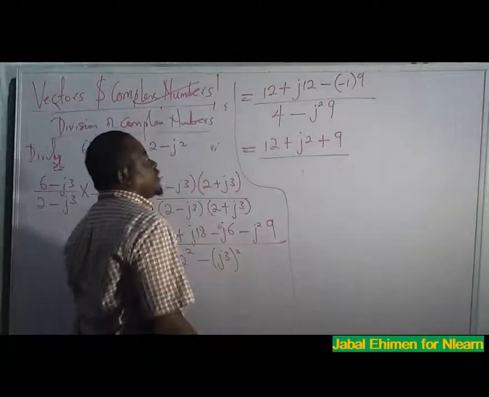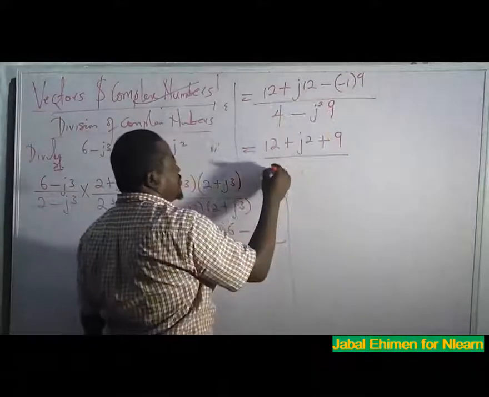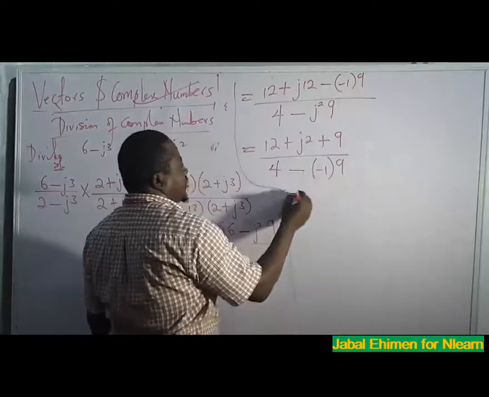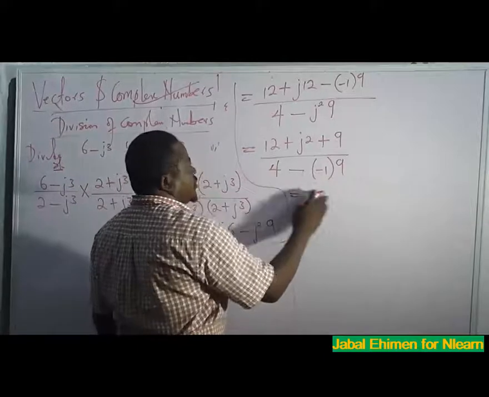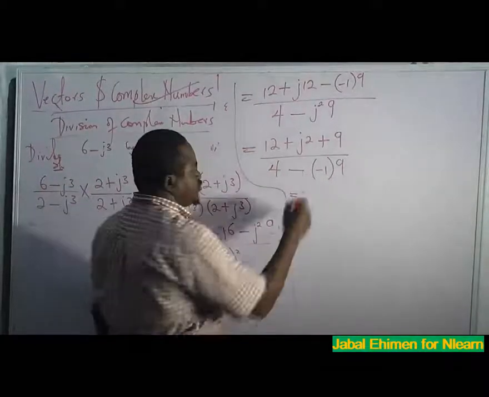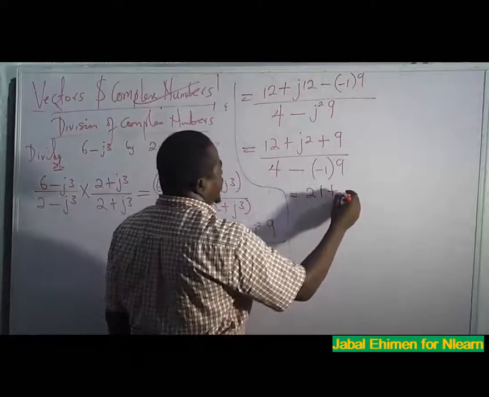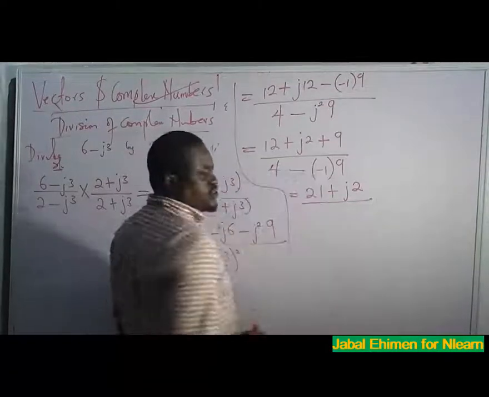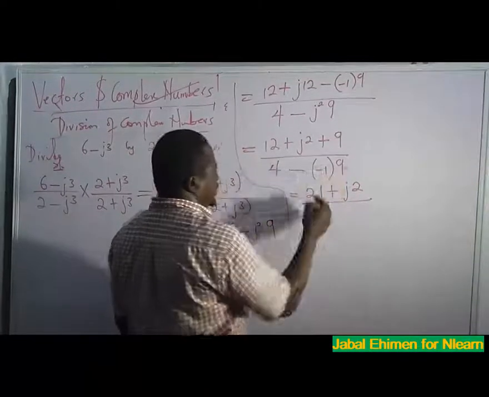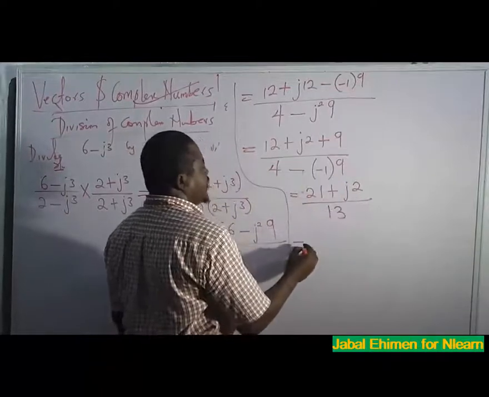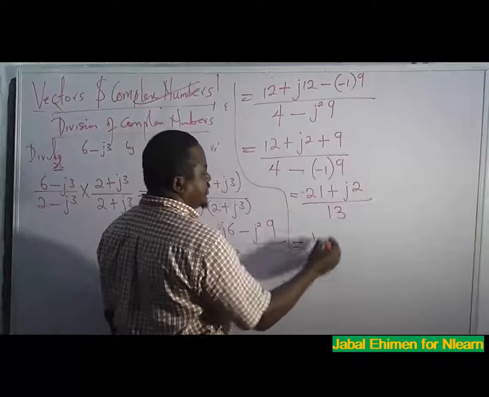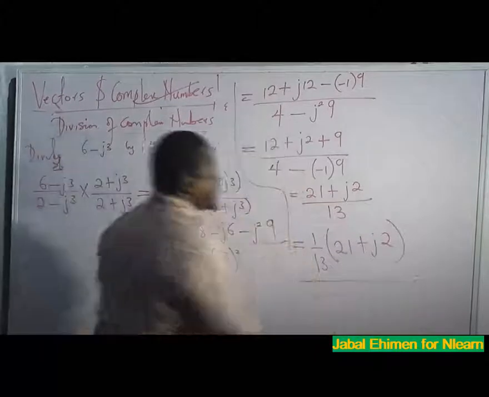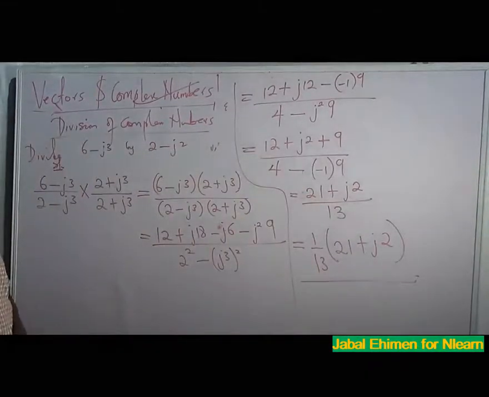Out here, what do I have? 4 minus j squared 9, which is 4 plus 9, that will be 13. On top, 12 plus 9 will be 21, so that will be 21 plus j12. Therefore, the division is 1 over 13 times (21 plus j12). So that's division of complex numbers.